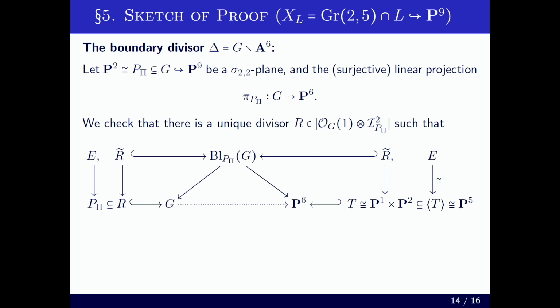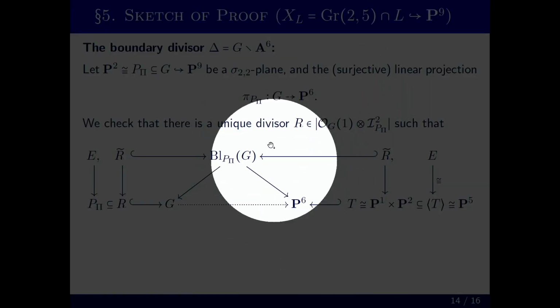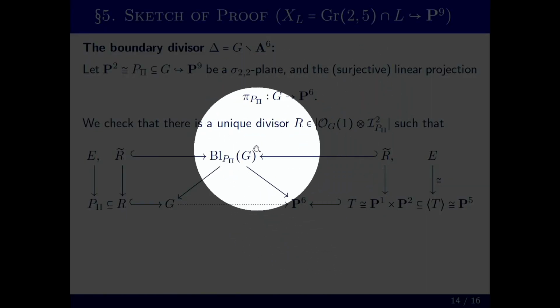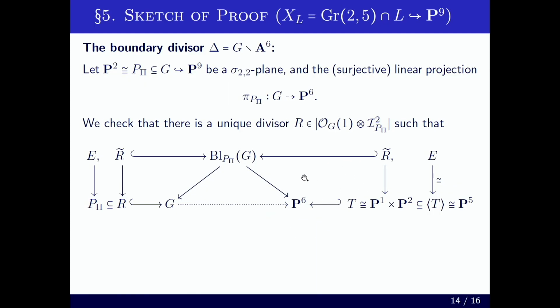And you can prove actually that if you blow up this center, this plane, and then you blow down to P6, you can describe this blow-up in a very explicit way. So let me describe it for you. Inside P6, consider the following situation. This is very geometric, actually. Take P1 cross P2, a product of projective spaces. You take the Segre embedding onto P5, and this is the boundary hyperplane of your action.